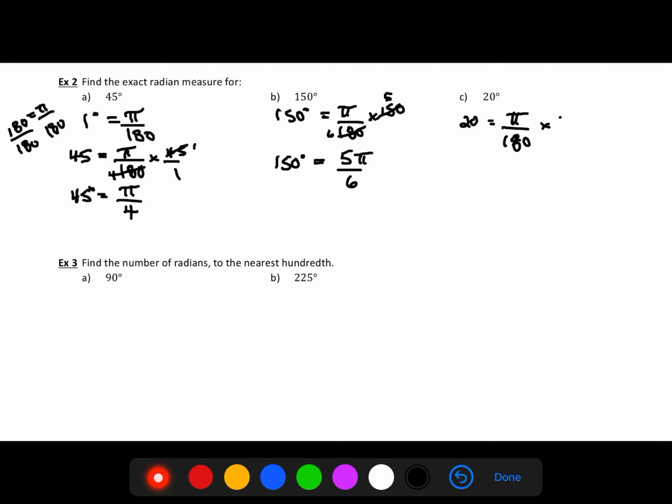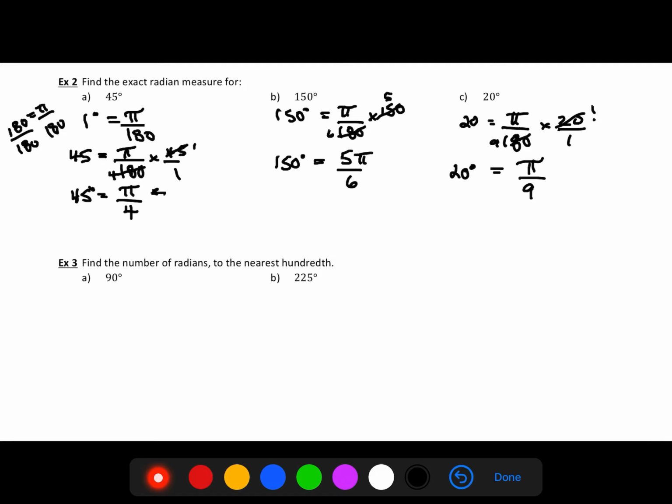Pi over 180 times 20, again simplifying, divided by 20 leaves us with 1 over 9 on the bottom. So a 20-degree angle is equal to pi over 9 radians. Notice that we don't necessarily have to put RAD after all of these calculations. As soon as we see pi as part of our angle measurement, we know we have radians.